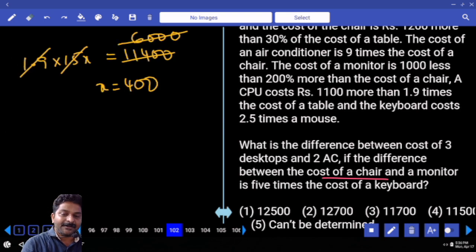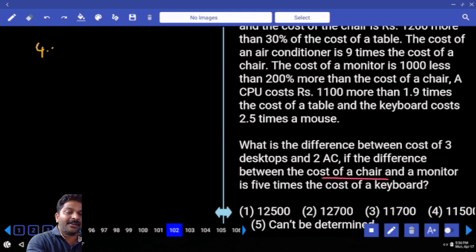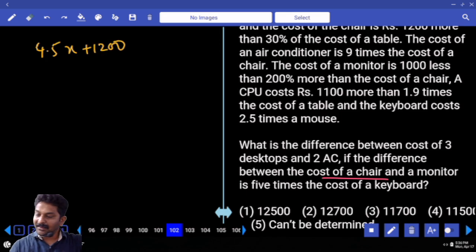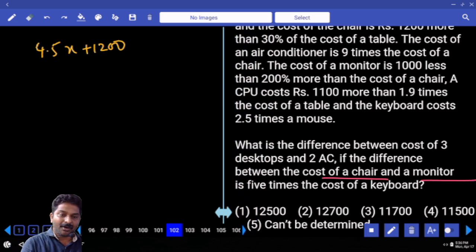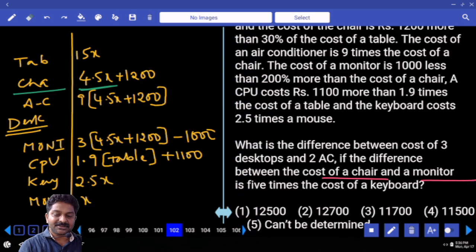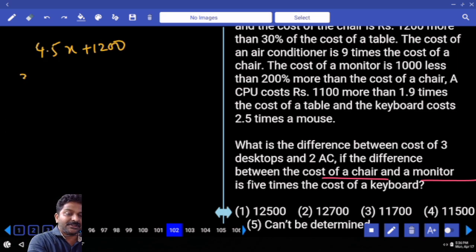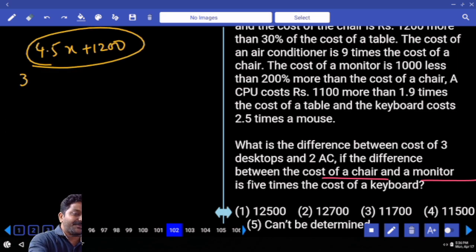4.5x plus 1200. 4.5 times of x plus 1200. And then cost of the monitor. Monitor cost: 3 times of chair minus 1000 only. Right? So 3 times of, let's calculate 3 times of this number directly.